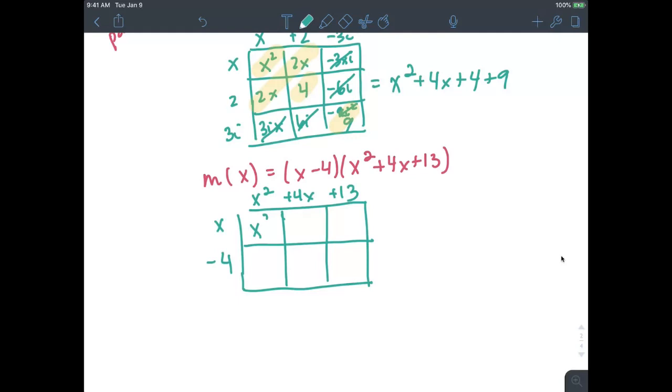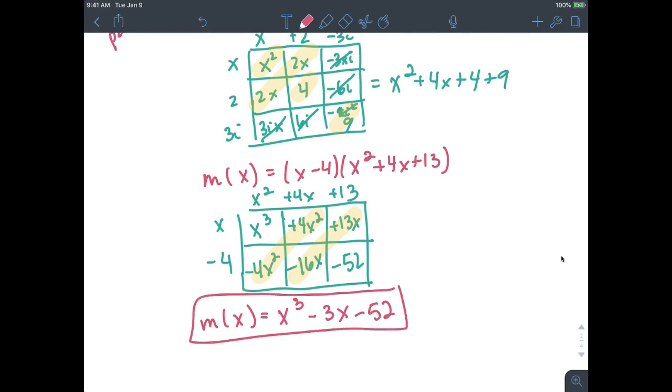So I get x cubed plus 4x squared plus 13x minus 4x squared minus 16x minus 52. So m of x is equal to x cubed, combine these, plus 0x squared minus 3x minus 52. And this equation is in standard form.